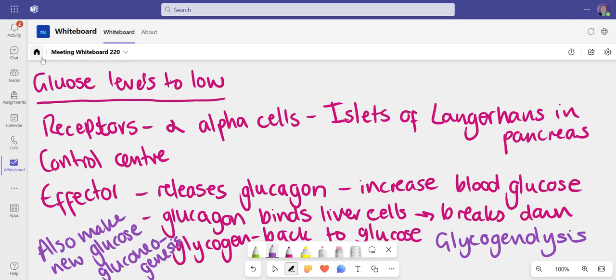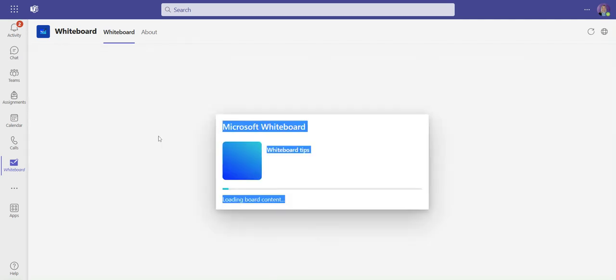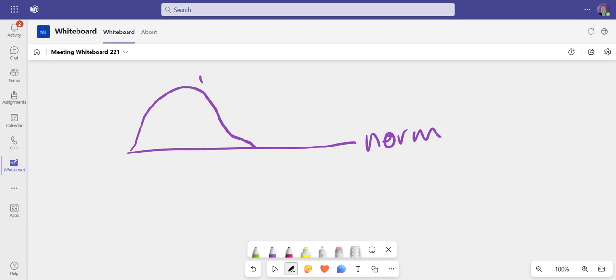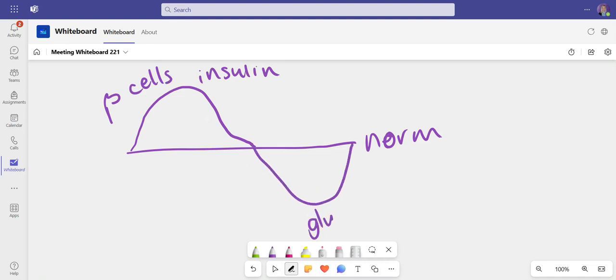So ultimately, we just need to be aware of what causes the changes to keep the glucose level constant. We want it to be at the norm. If it goes too high, the hormone responsible is insulin, which comes from the beta cells in the islets of Langerhans in the pancreas. If it goes too low, the hormone is glucagon, and that's released by the alpha cells in the islets of Langerhans in the pancreas. Either way, it's just trying to bring it back to the norm, back to this set point of what it's meant to be.